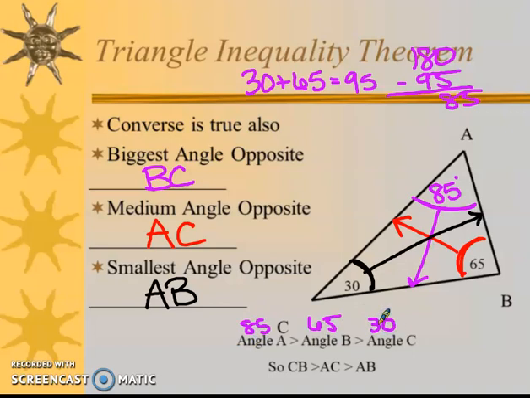As far as sides go, BC is the smallest, so you can write it CB or BC. We have AC next, or I can call it CA. And we have AB last, or we can call it BA. But BC, because it's across from 85, it is our largest side. CA is across from 65, it's our medium, and BA is our smallest.